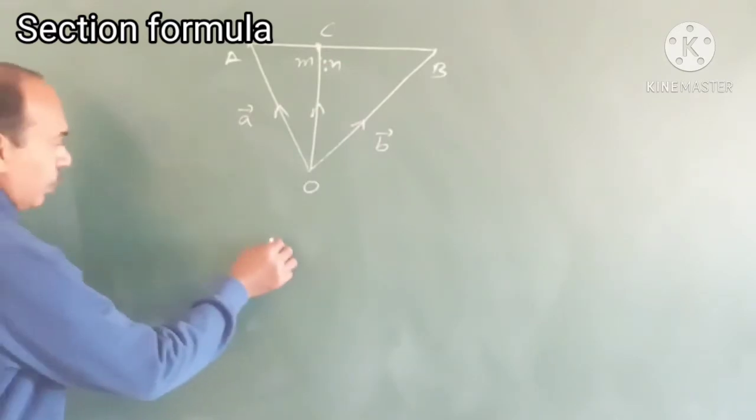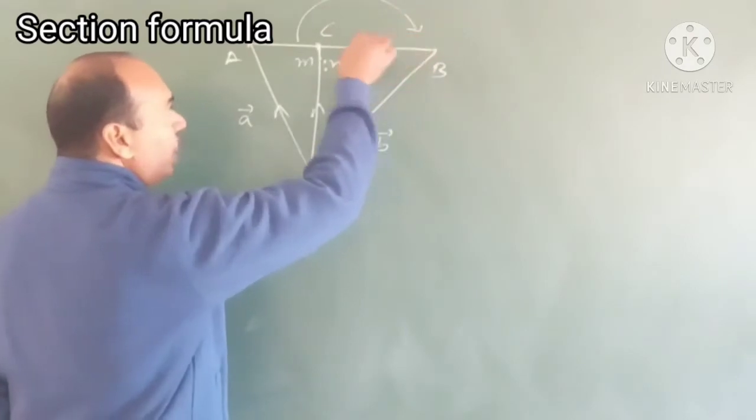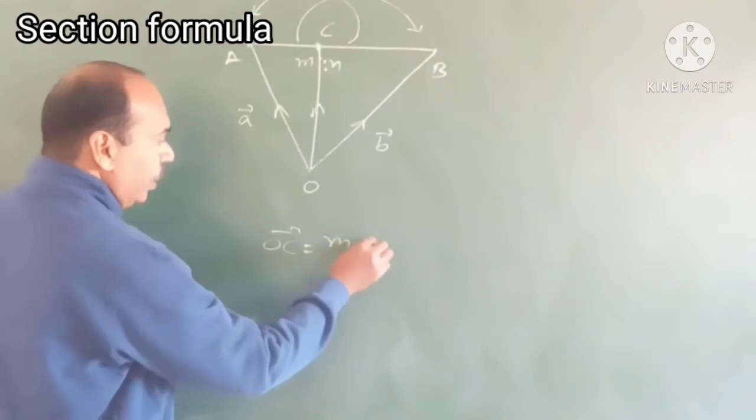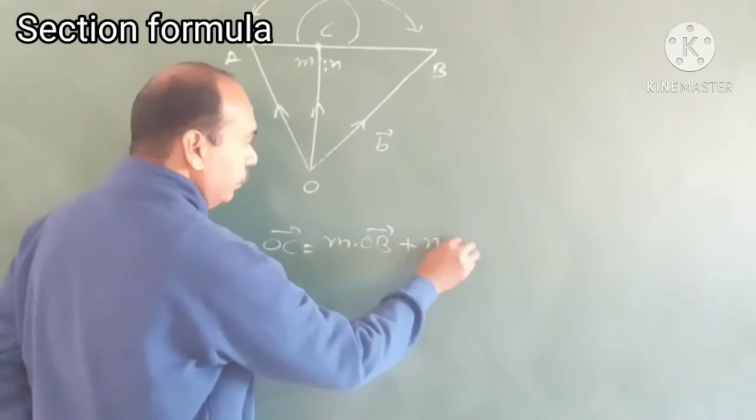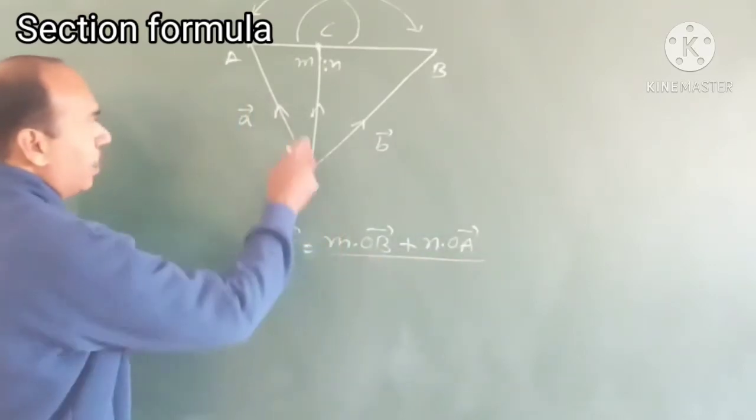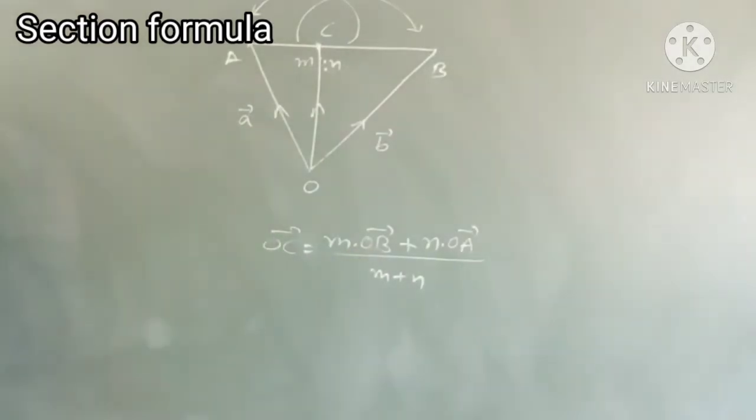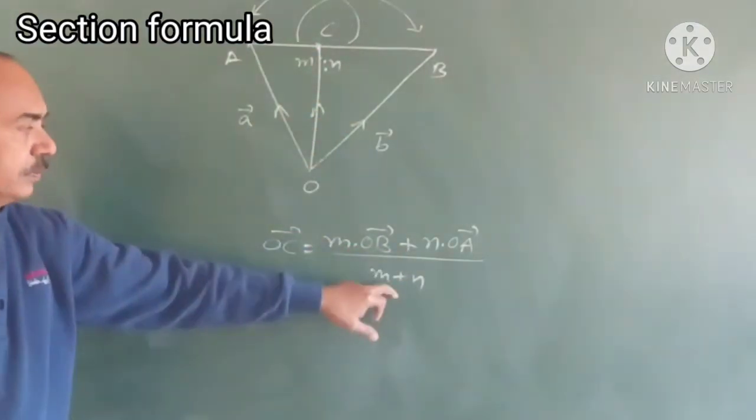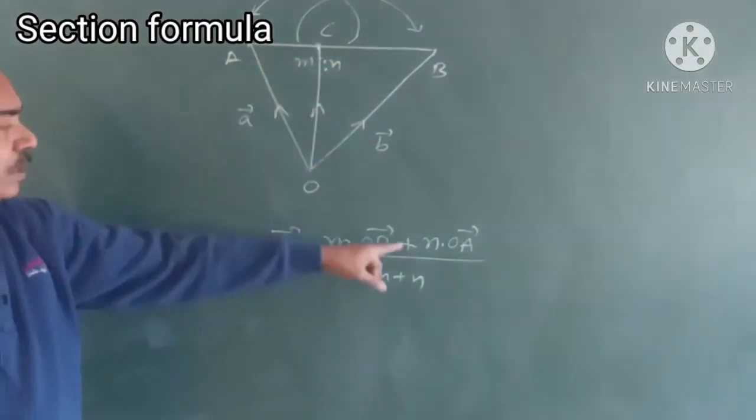So here vector OC is equal to M multiplied by OB and N multiplied by OA, that is, M into vector OB plus N into vector OA, divided by M plus N. Same as last year, section formula. And if point C is outside AB, then write a minus sign here. This is internal. If it is external, then write minus here.